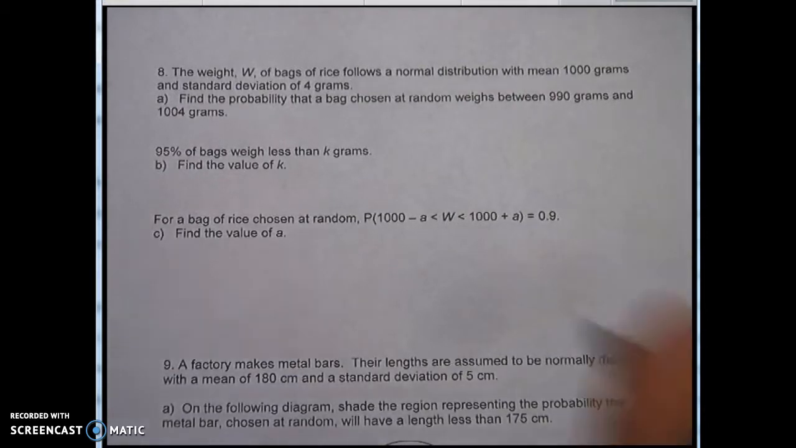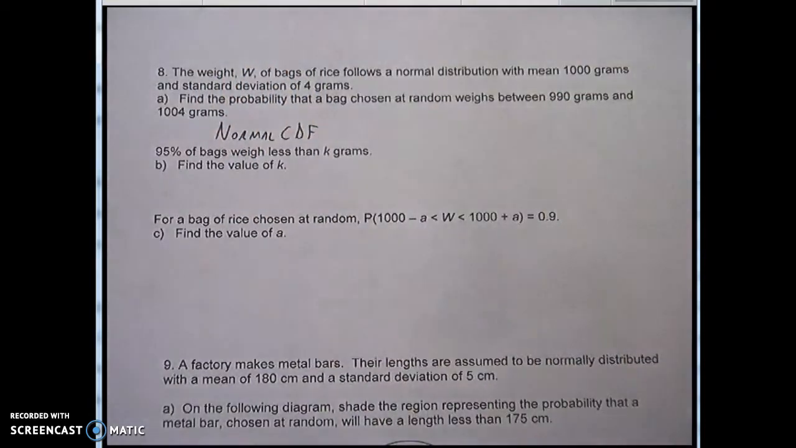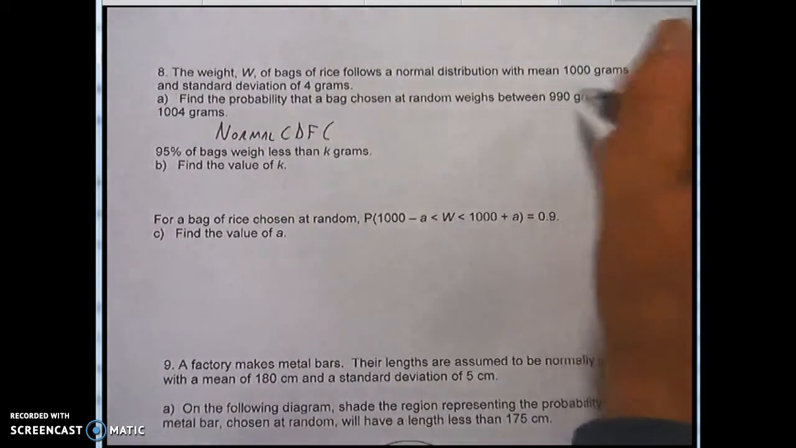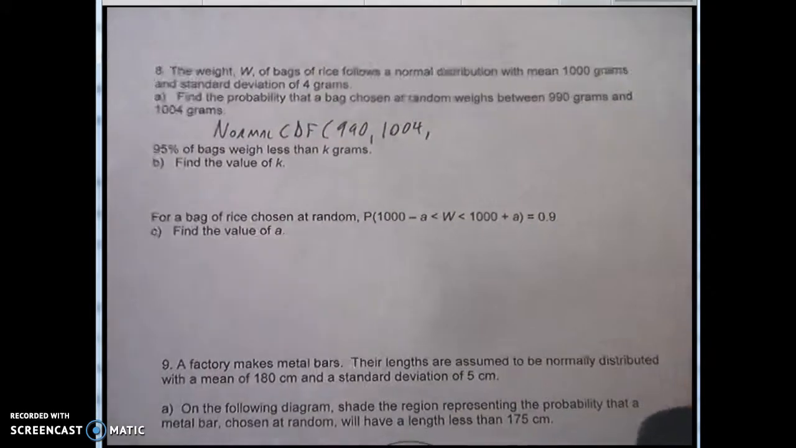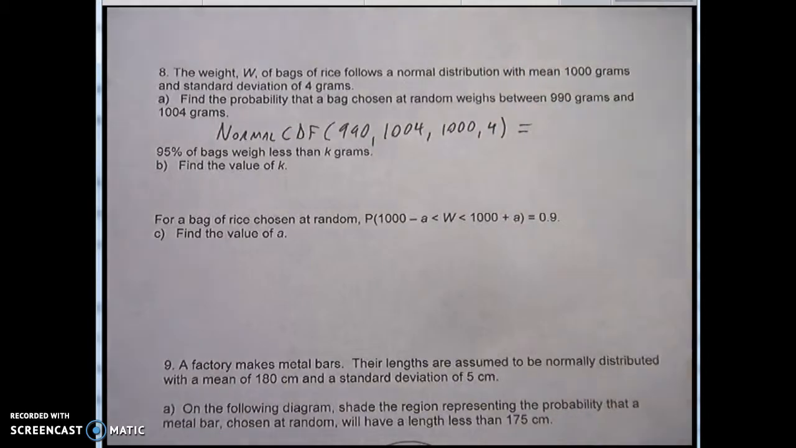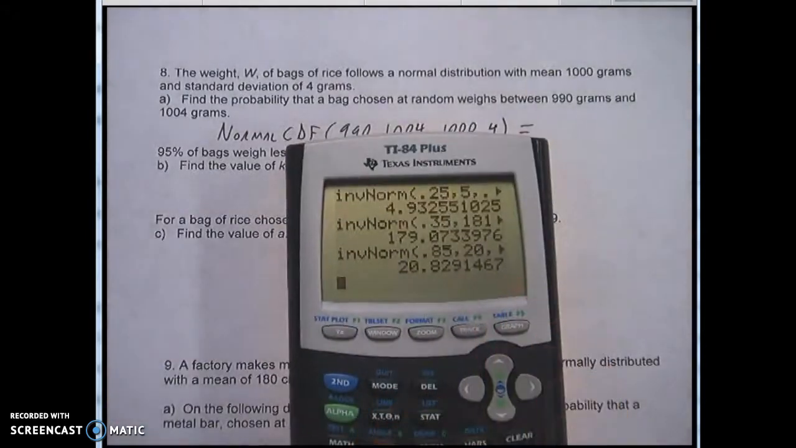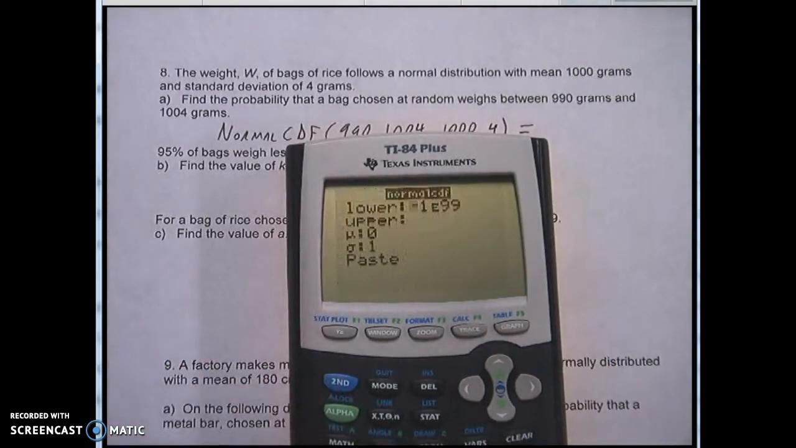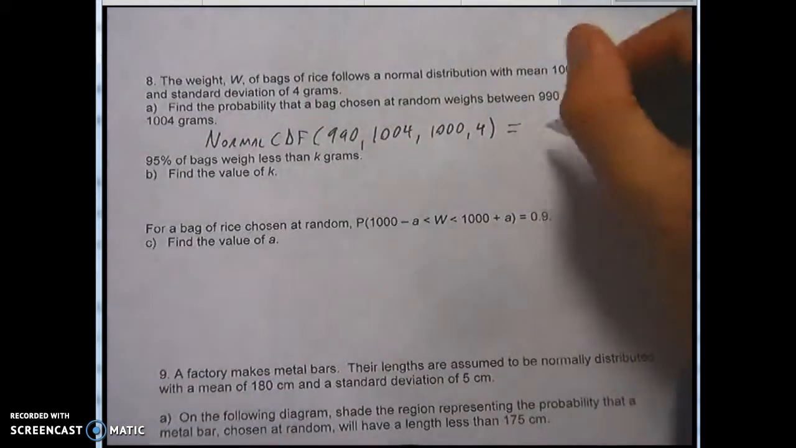So since it's asking me for probability, I'm going to use normal CDF. And the lower bound is 990. Upper bound is 1004. The mean is 1000. Standard deviation is 4. So that's going to give me the probability that's between those two. So that's second vars 2. 990, 1004, 1000 for the mean, standard deviation of 4. And we've got 0.835.